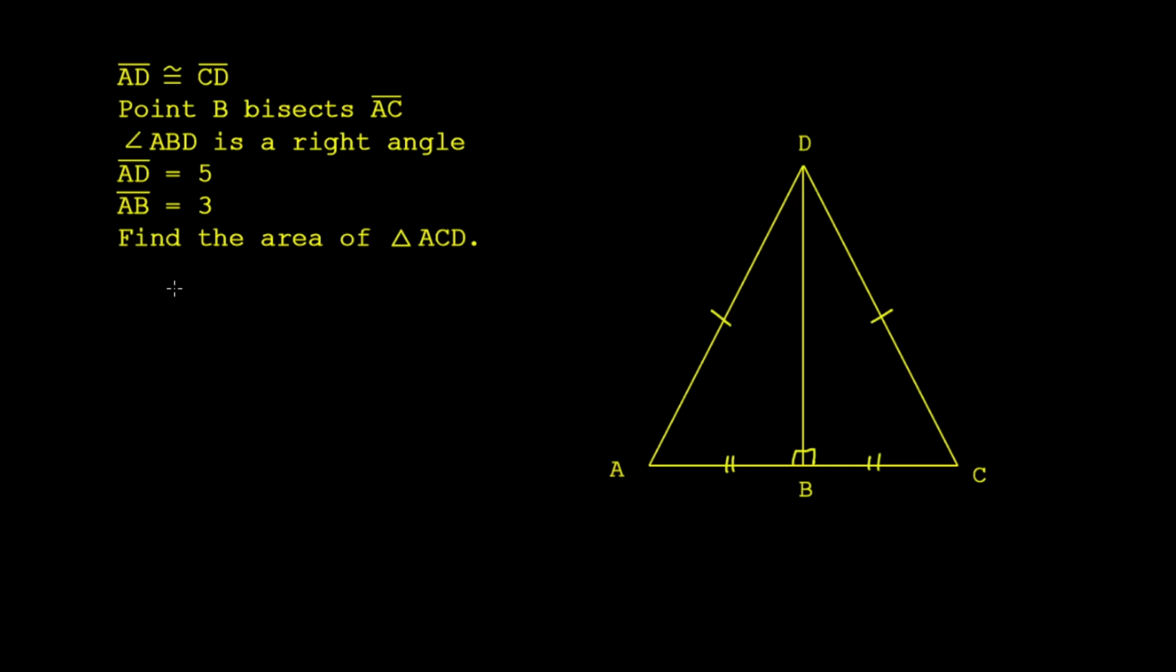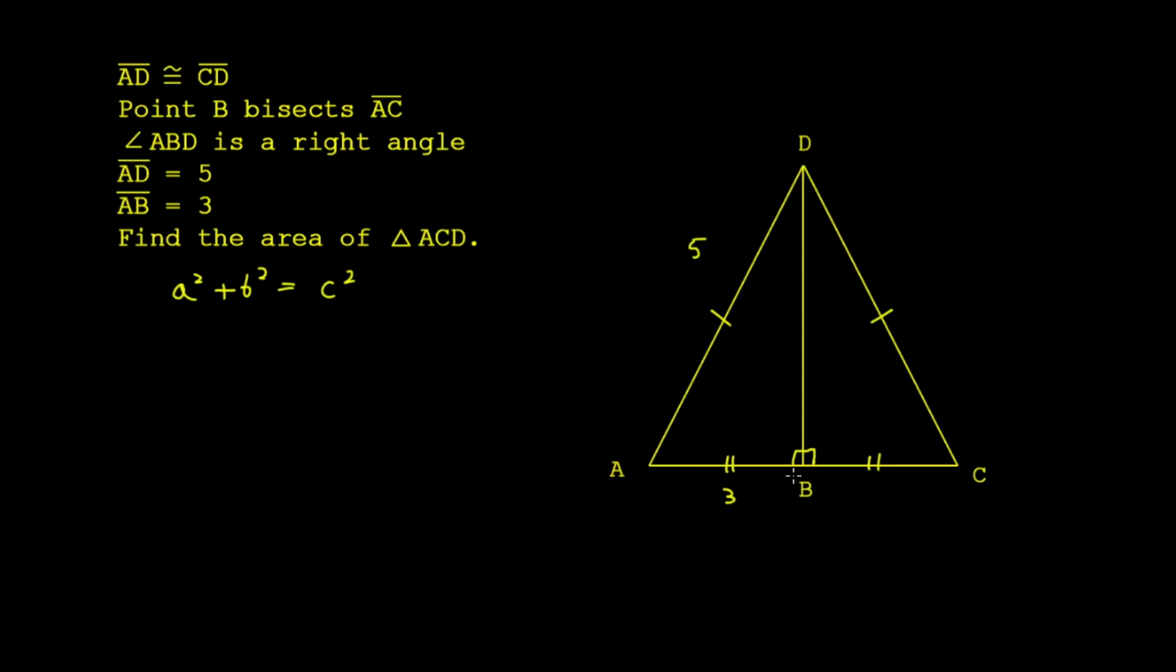Now this will require use of the Pythagorean theorem, to jog your memory: A squared plus B squared equals C squared. Now, AD is 5, AB is 3. Now, there's two ways you can do this. If you know your Pythagorean triples, you'll know what this side is already. But assuming you don't, we're going to use the Pythagorean theorem.